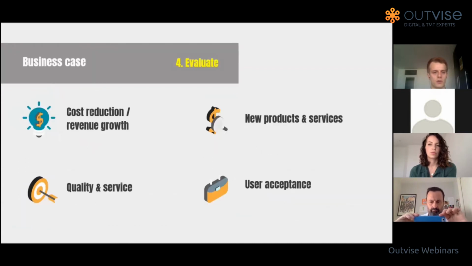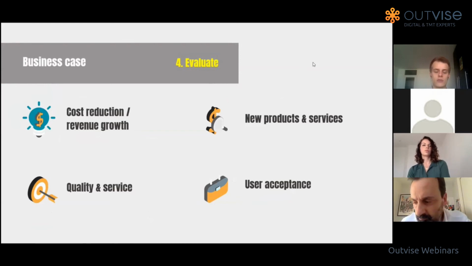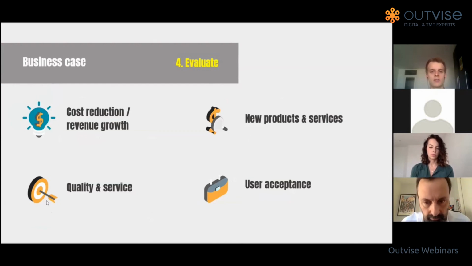Second. Yes, and about the business case that this team can achieve while working together, there are 4 elements to the business case that I like to talk about. First of all is, of course, the money perspective, the cost reduction or revenue growth that you can achieve. But not less important is the possibility to create new products or services, to improve the quality and service that you deliver to your customers, as well as to achieve user acceptance.